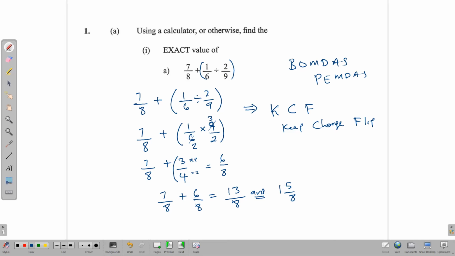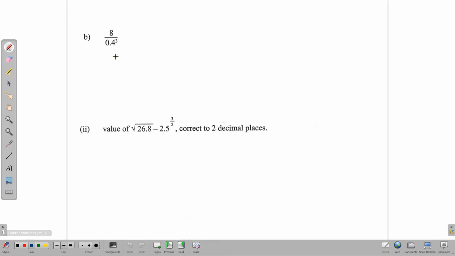Okay. Next, we have two decimal operations here. We have 8 divided by 0.4 to the third. And the same idea applies, using the calculator or otherwise. Don't just type it in and press equal. Show a bit of the process. So we have 0.4 to the third, which actually means you don't have to write it out, but it means 0.4 times 0.4 times 0.4. Of course, you would use your power button for that.